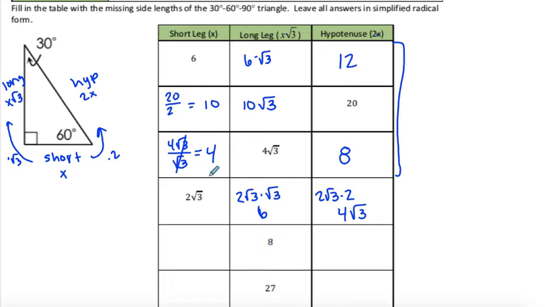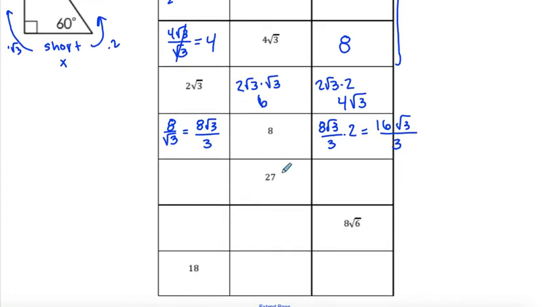All right, so if I start with long leg and I want to go back to short, I'm going to go 8 divided by radical 3 and put that in my calculator and I get 8 radical 3 over 3. Take short leg and multiply by 2 to get to the hypotenuse. So I'm going to multiply by 2, and when I do that, I get 16 radical 3 over 3 as my final answer.